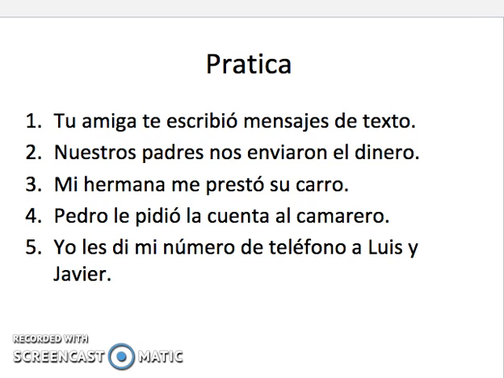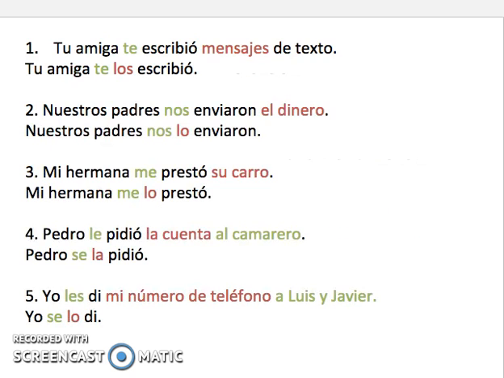Aquí tienen 5 oraciones. So the goal here is to replace both the direct and indirect object with direct and indirect object pronouns. Okay, so I suggest you press pause and then you look at the answer after you're done. Bueno, vamos a mirar las respuestas. Número 1, tenemos, tu amiga te escribió mensajes de texto.